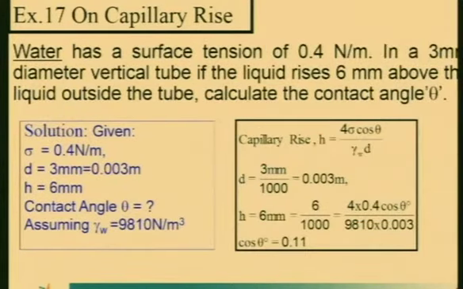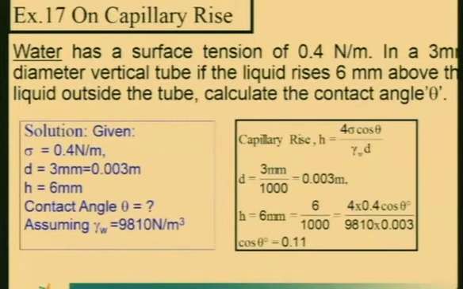The next problem on the capillary rise is, let us read the statement. Water has a surface tension of 0.4 Newton per meter in a 3 mm diameter vertical tube. If the liquid rises 6 mm above the liquid outside the tube, calculate the contact angle.